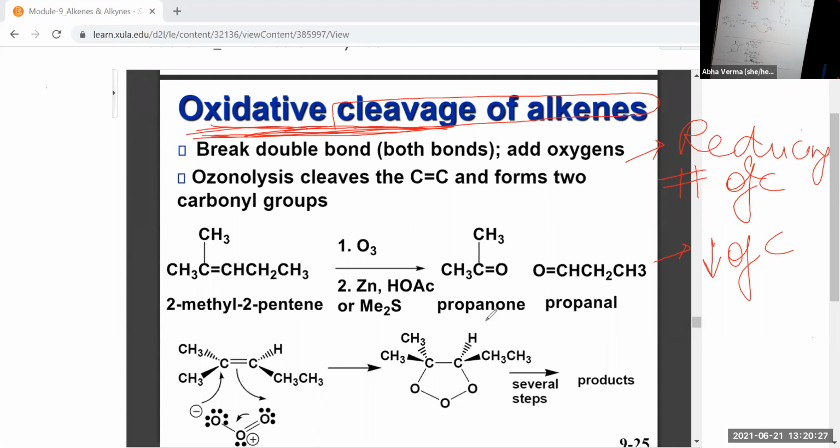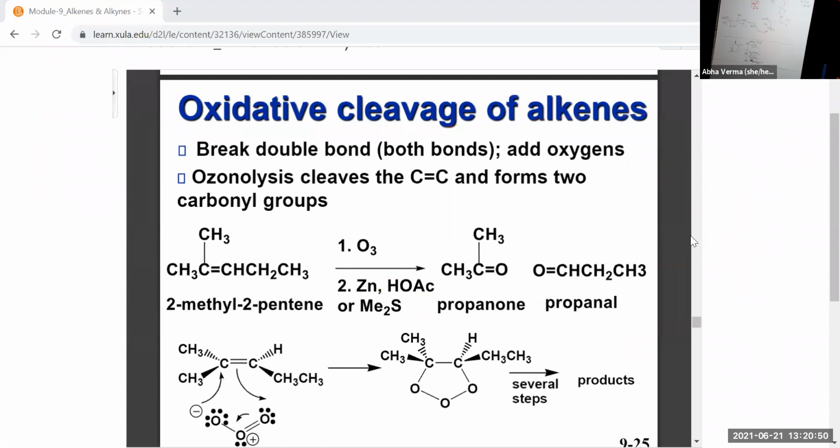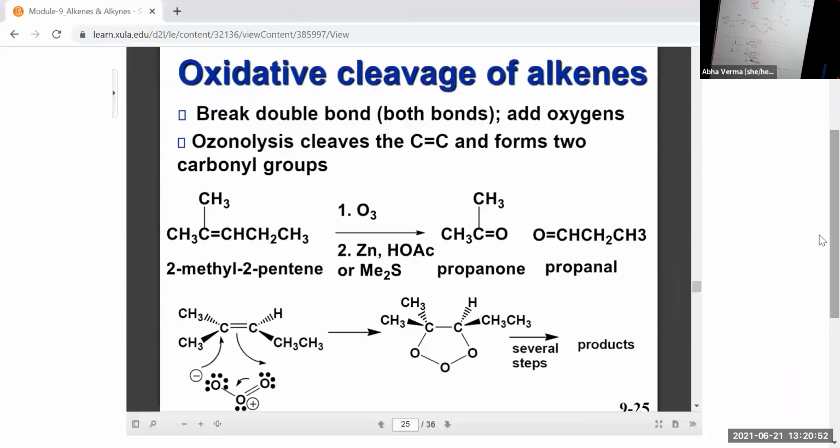This is also a synthetic strategy where we will have ozone, zinc in presence of acid. So either H3O+ or dimethyl sulfide, either of them. Now, what is the mechanism that we see here? You don't need to know the mechanism for this reaction. Just understand what will happen.